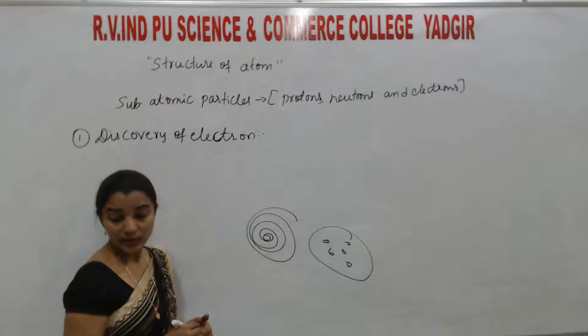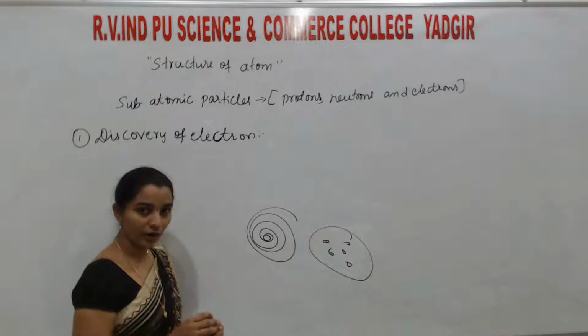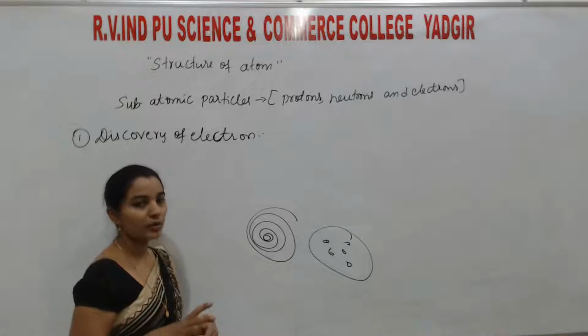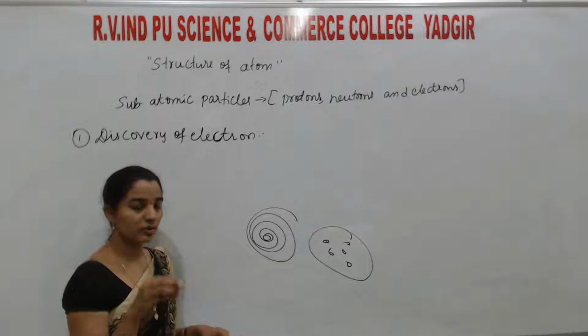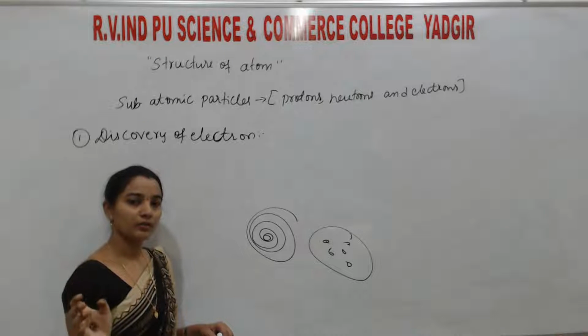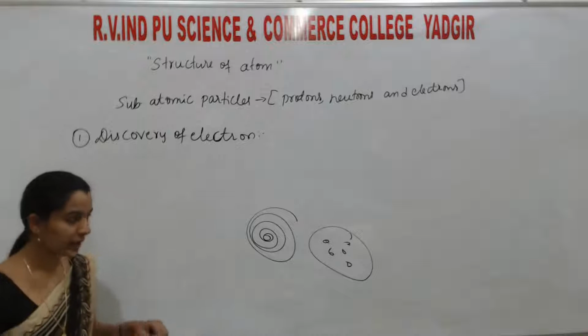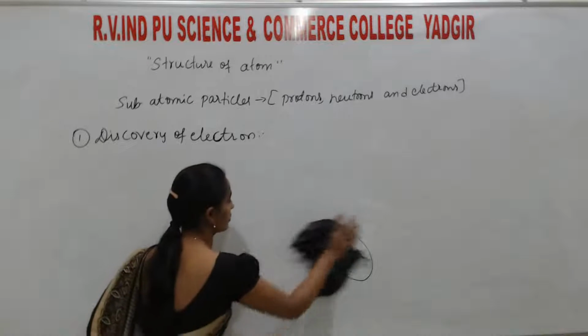So many scientists were trying to give their opinion on the structure of the atom. Later they failed, and today what we are applying for the structure of atom is the quantum atomic model. That is the last model we are presently using. Later I'll explain that, so initially we just go through this.